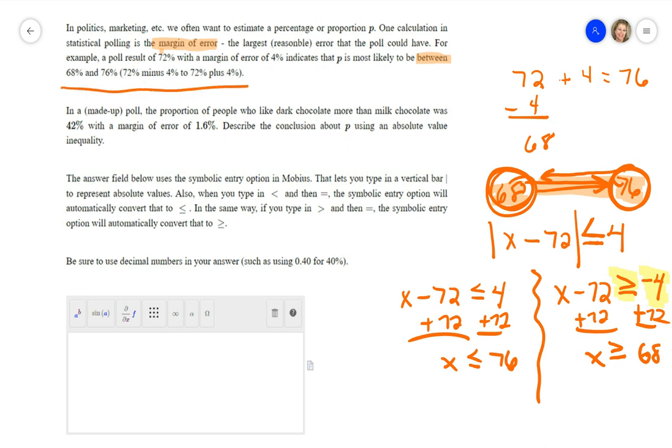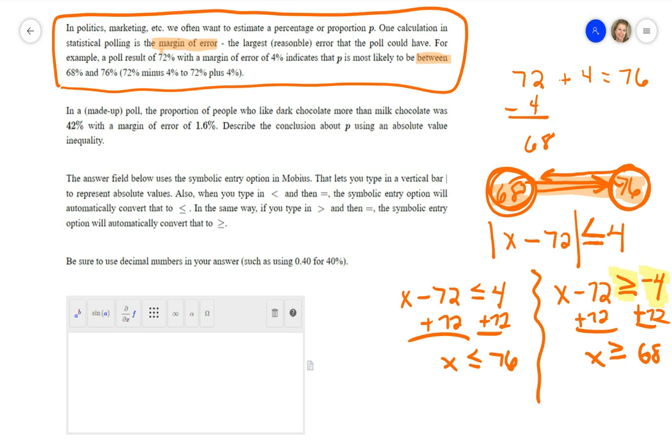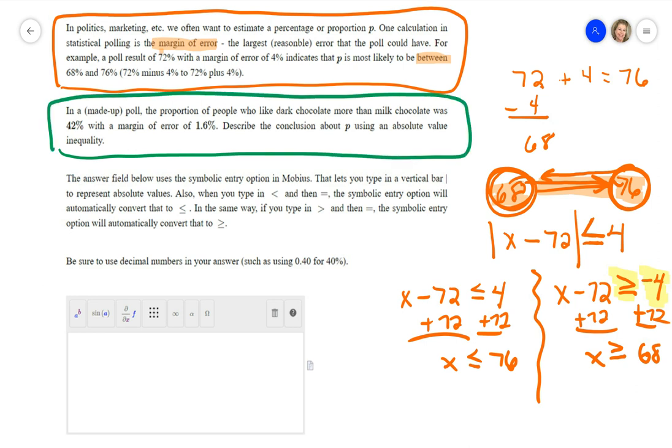Now that was this up here, okay? That was trying to explain what they were talking about up there. You are about to do this right here. It says, in a made-up poll, the proportion of people who liked dark chocolate more than milk chocolate was 42% with a margin of error of 1.6. Describe the conclusion about lowercase p using an absolute value. So I'm going to want an absolute value with p. You're going to subtract the 42, close the absolute value, and then it'll be less than or equal to the 1.6.